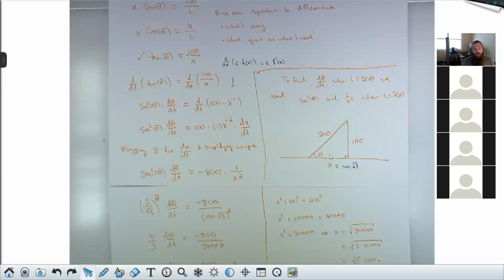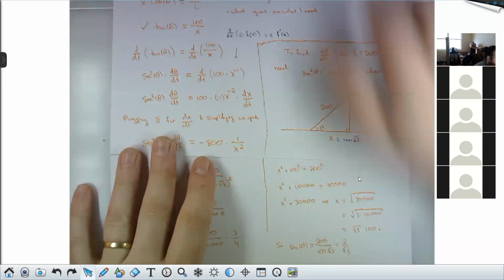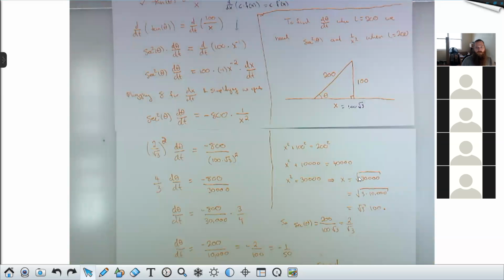We redrew our triangle at the moment in question when L is equal to 200. When L is 200, I know that this is always 100. They said the kite is always at 100 feet above the ground, it's just moving horizontally. So when L is 200, I can solve for the missing side down here. We did that. And we found that the missing side was 100 times the square root of 3. So now I know the x that I have to plug in here. That's going to be 100 times the square root of 3.